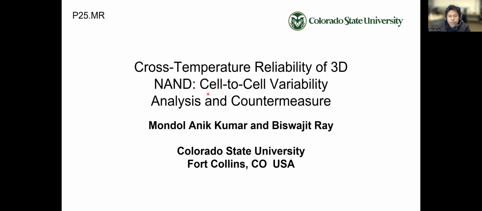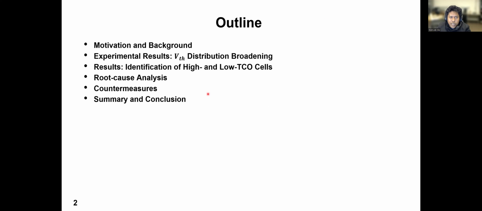In this presentation, I'll go into details of cell-to-cell variability analysis of those memory cells, and I'll present two possible countermeasure techniques. Here's the outline of the presentation.